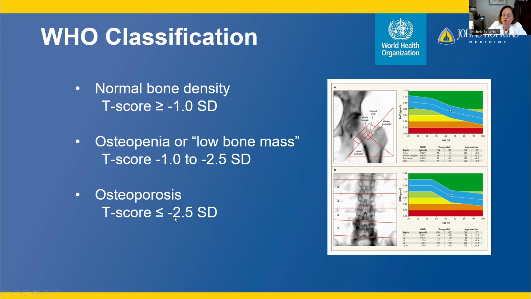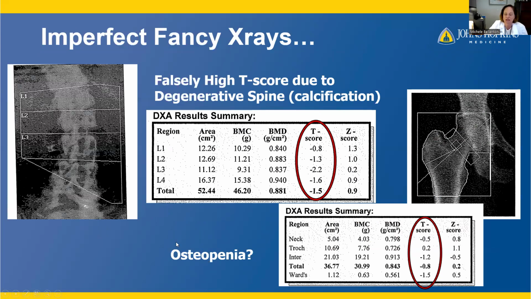Osteoporosis is more than 2.5 standard deviations from normal bone mass. That's the World Health Organization classification.